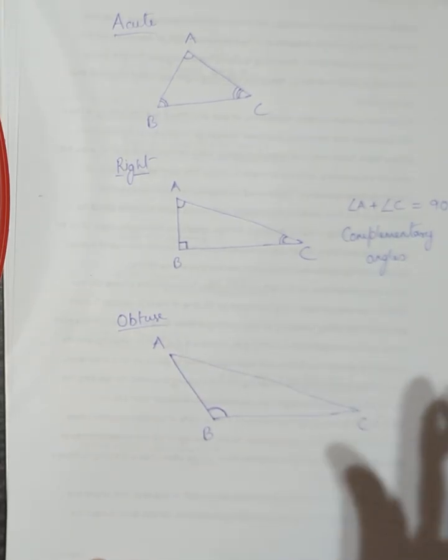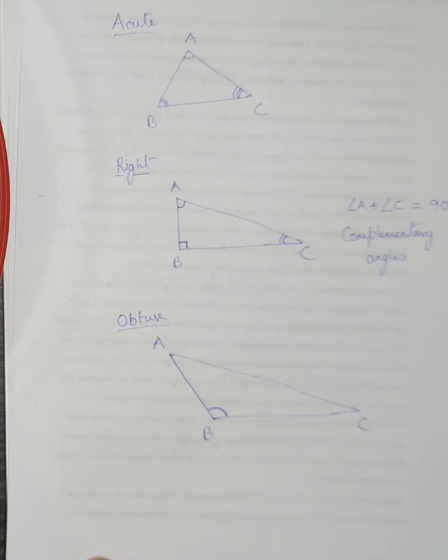Now that's the classification of triangles based on the side lengths and based on the angles. In the next video, we will talk about congruence of triangles.